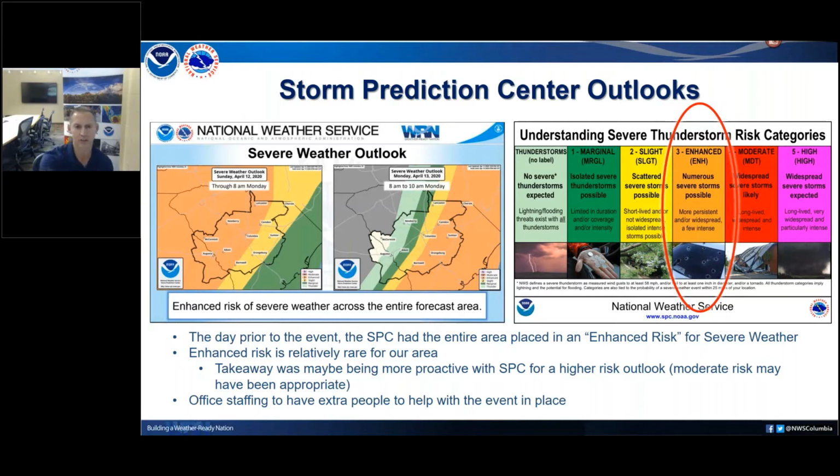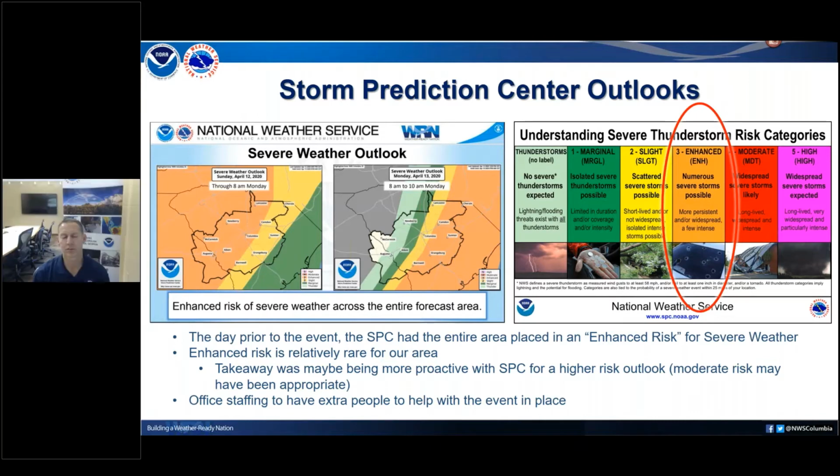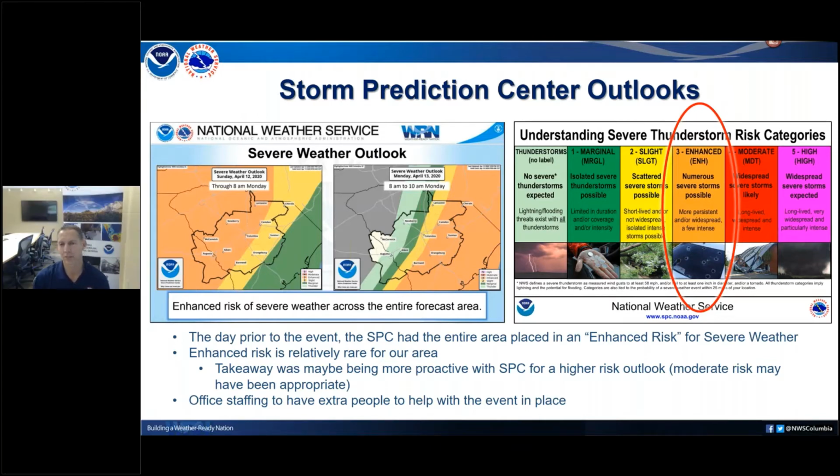And you'll see on the left-hand side, there are 2 images there. The reason for that is because their outlooks run from 8 a.m. Eastern Daylight Time to 8 a.m. Eastern Daylight Time. So that's why they have 2 of them. The first one covers the western half of our area, and the second one covers the eastern half of our area.